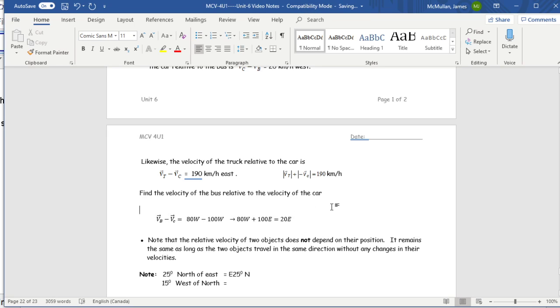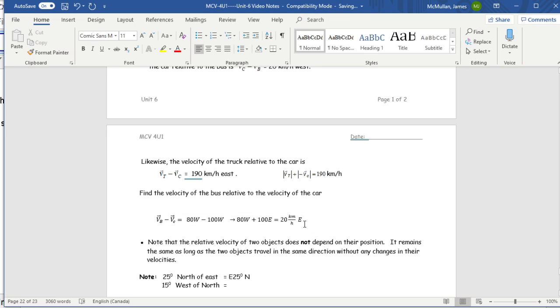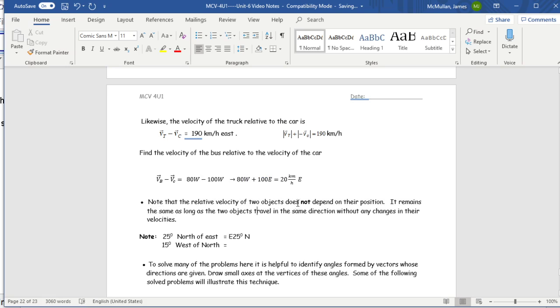And that is what would be happening. If you were sitting in the car, the bus would actually appear to be traveling in the other direction, right? You're both going west, but since you are catching up to the bus, if you imagine yourself as standing still, the equivalent would be the bus coming towards you. And so we say the bus relative to the car has a velocity of 20 kilometers per hour in the east direction, which is kind of interesting because the bus is not actually going east, right? Relative to the ground. Relative to the car, it is going east. Okay? Note that the relative velocity of two objects does not depend on their position. So that's fine. It has nothing to do with where the objects are. It's just how they're moving.